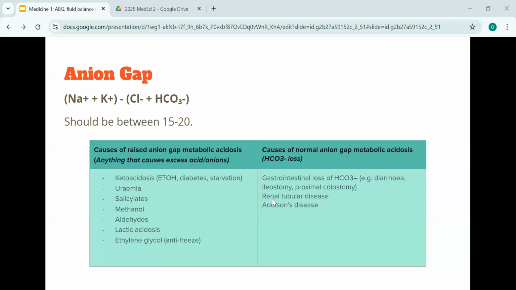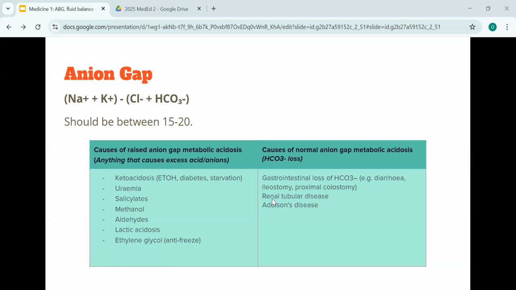And so there is a formula, which is shown on the slides, which is the total cations minus the total anions that we know on an arterial blood gas. And that allows us to determine whether we think there's a significant amount of unmeasured anions that we need to be thinking about. So when you do that calculation, you should get a value between 15 or 20.